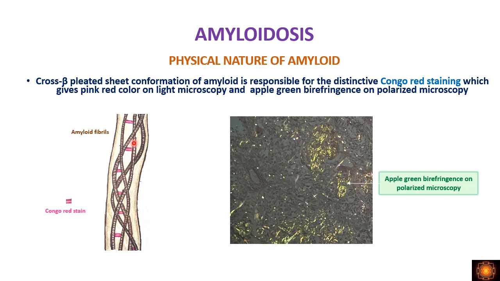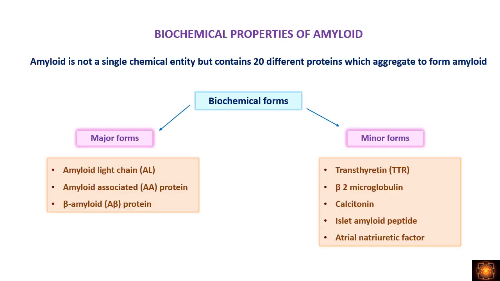By using the amyloid stain in light microscopy, amyloid deposited material gives a red pink color. But the same thing, when we see under polarized microscopy, shows apple green birefringence. If you see here, this light green, shining thing is what we call apple green birefringence, which we see in polarized microscopy with Congo red staining. Congo red staining in light microscopy gives a red pink color, whereas in polarized microscopy it gives apple green birefringence. That was about the physical properties.